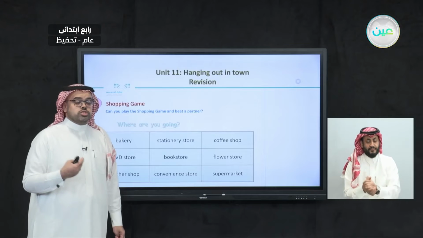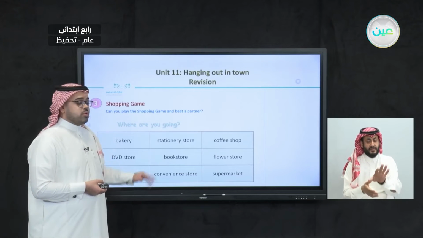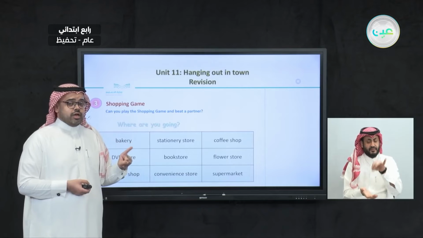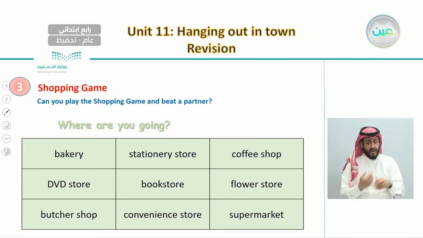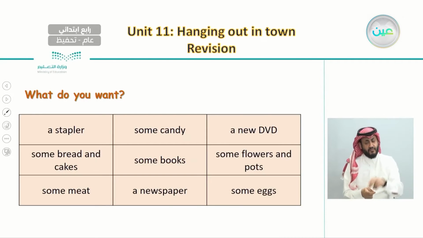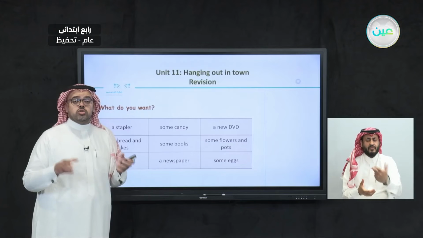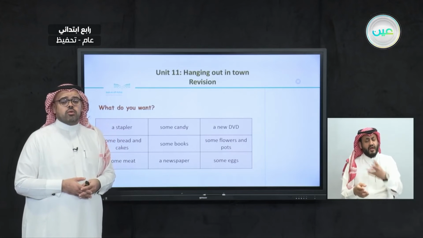You start to ask your partner, where are you going? And he or she will choose a place, for example, and their answer must start with I am. I am going to the bookstore, or I am going to the supermarket, or I am going to the bakery. So he or she must choose a place and start their answer with I am going to. And after this, you'll ask them another question, which is, what do you want? Okay, you said you're going to this place, so what do you want?